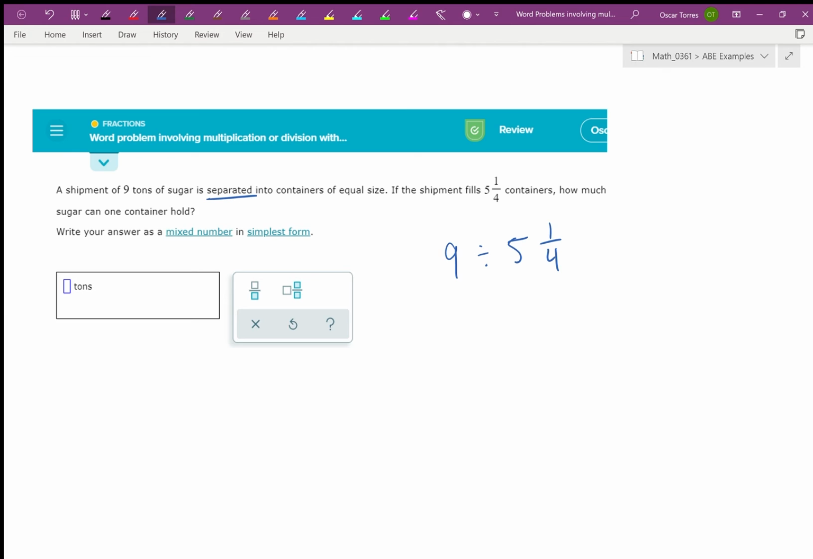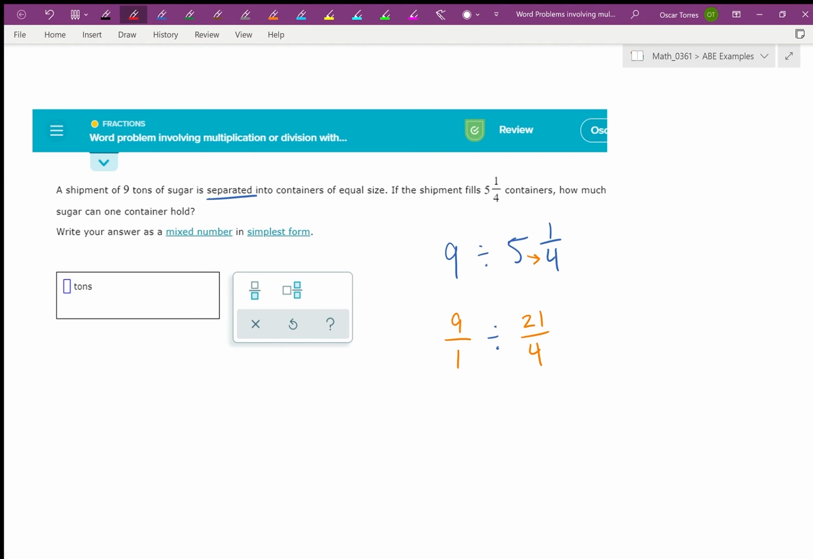And anytime we're working with mixed numbers, I always feel like it's a good idea to turn them into improper fractions. So turn this 9 into a fraction just by placing it over a 1. We still have a division sign, but we need to turn this 5 1/4 into a fraction. So we multiply the whole number with the denominator. 5 times 4 gives us 20, plus 1 gives us 21. So we're left with 21 over 4. Now it's just a matter of dividing fractions.